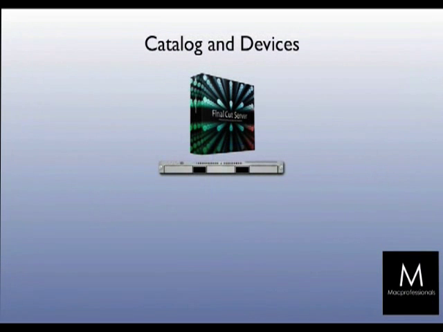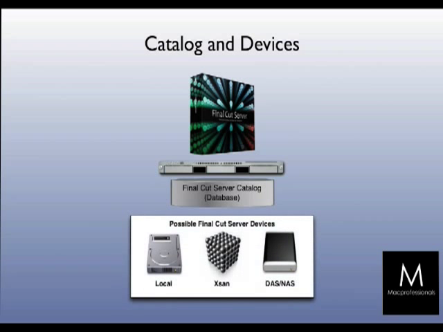Final Cut Server uses two technologies for keeping track of your assets. The first is a database, which is called a catalog. Final Cut Server uses the catalog to keep track of all the metadata in your assets. The other is what's called devices. These are storage units that can be connected to Final Cut Server for storing media.